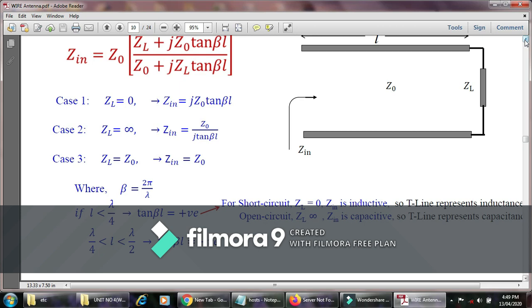For that case, when your load impedance is equal to 0, then your Zin is inductive, so the transmission line represents an inductance. When your ZL is infinity, then your Zin is capacitive, so the transmission line represents a capacitance. Then the next case is where your length L is greater than lambda by 4 but less than lambda by 2. Then tan beta L moves towards the negative side.